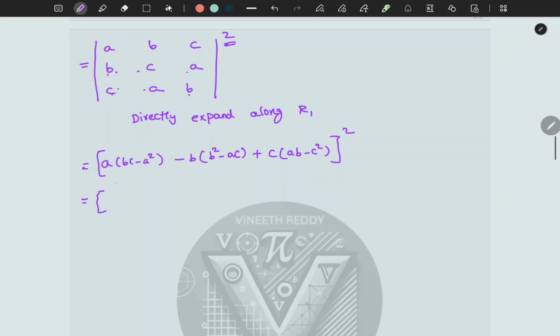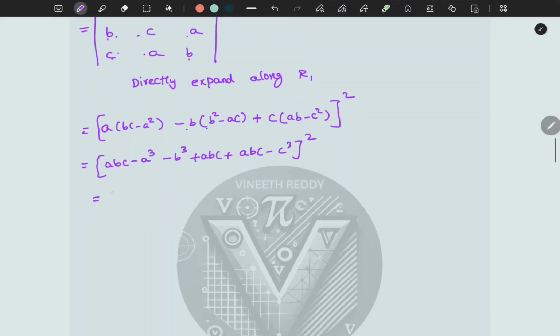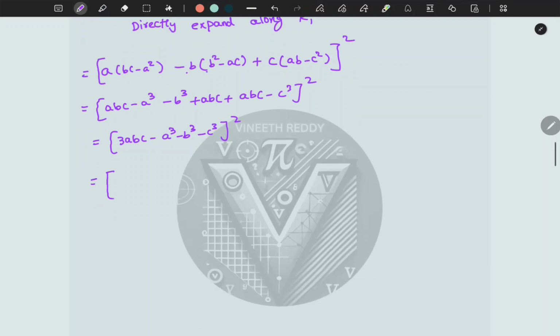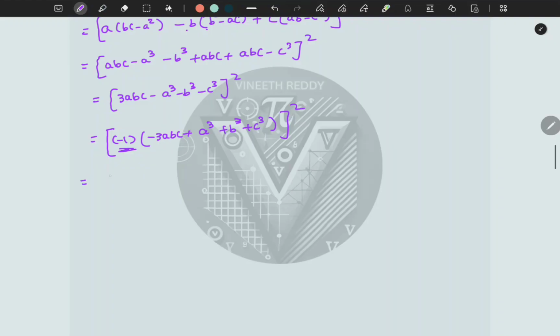So ultimately we get A into BC is ABC minus A cube, minus B cube plus ABC, again plus ABC minus C cube, whole square, right? So we will be getting 3ABC minus A cube minus B cube minus C cube whole square. Now can we take minus common here? We can definitely take minus common here. So we get minus 3ABC plus A cube plus B cube plus C cube whole square. Now minus 1 whole square is anyways 1. So we can write this as A cube plus B cube plus C cube minus 3ABC whole square. Now let us say this is equation number 2.